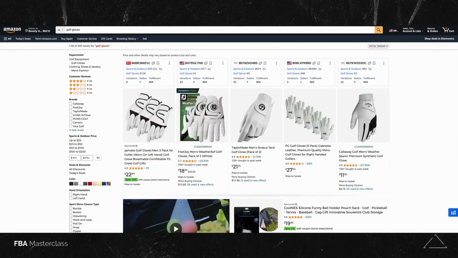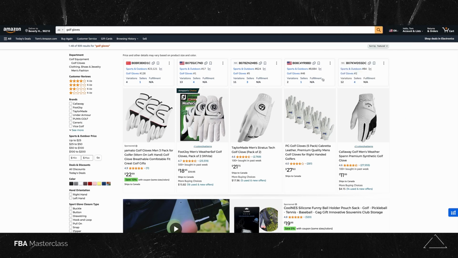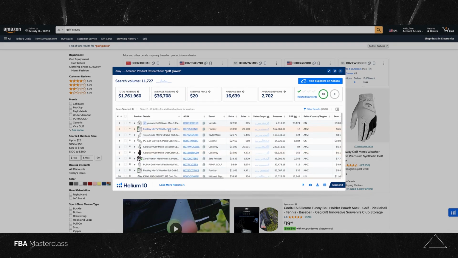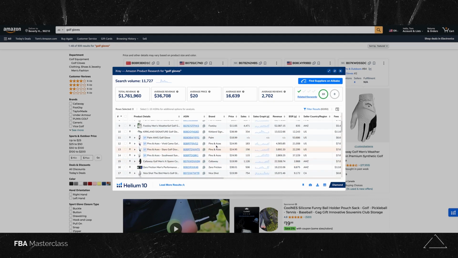All right, back to our example of competition. We want to take a look at some of the competitors. How we do that, again, is by clicking on Helium 10. Again, we are going to be using golf gloves as an example. Click on X-ray, and over here I can see a lot of brands: FootJoy, TaylorMade, Generic, Callaway, Zero Friction, Puma Golf, FootJoy, Kirkland, Palm, Pentanes.